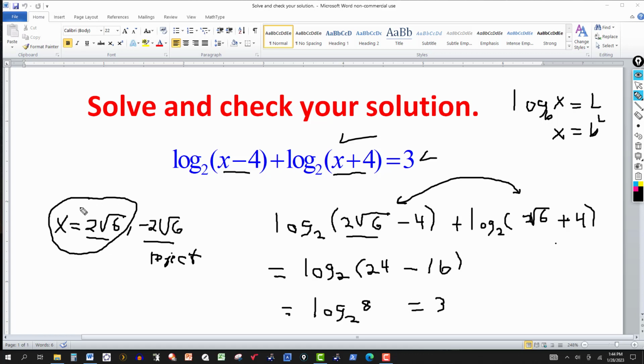So that's how you solve and check the solution to a logarithmic equation.